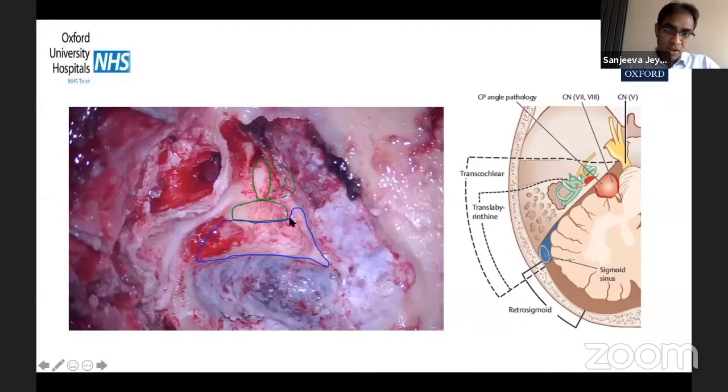Okay, so these are your retrolabyrinthine air cells. These are your retrofacial air cells. The jugular bulb is going to be down there. And you have to decide if you want to preserve hearing, in which case you will drill retrolabyrinthine. If you want more exposure, you want to come further around the front of the brainstem.